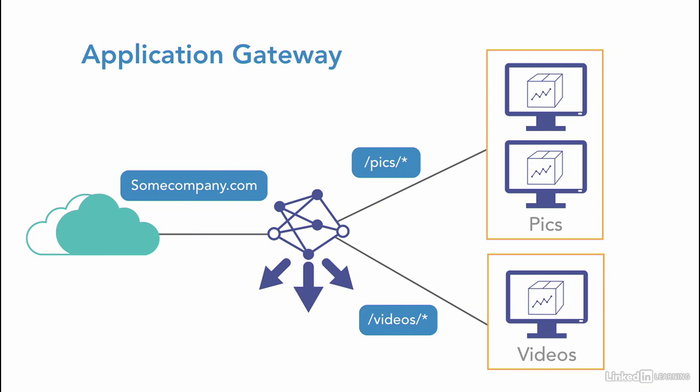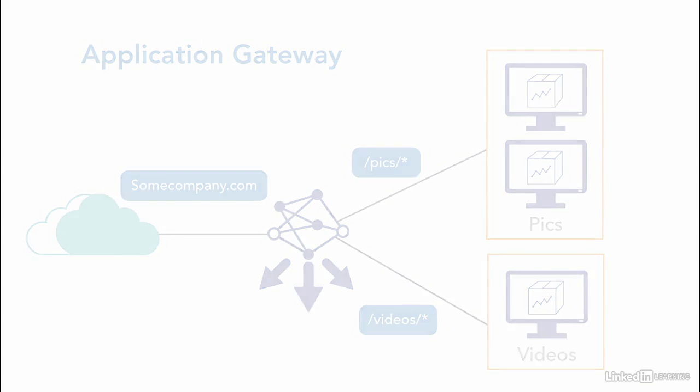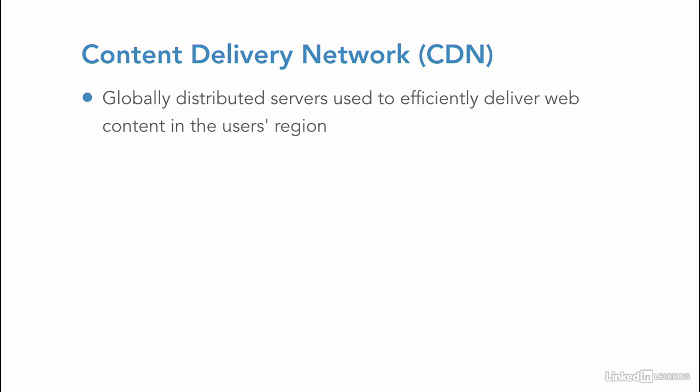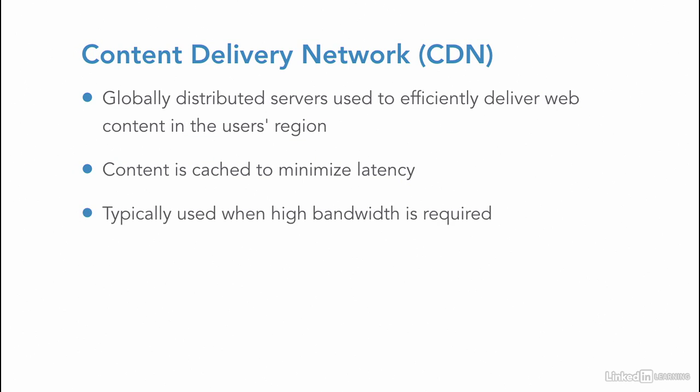And the last component that I want to talk about in networking is the Content Delivery Network, or CDN. The Content Delivery Network are globally distributed servers that are used to efficiently deliver web content in the user's region. Really, what this means is that content will sit on an edge server that's close to the user. This content is cached to minimize latency, meaning the user will get the content faster. And we typically use the content delivery network when high bandwidth is required.